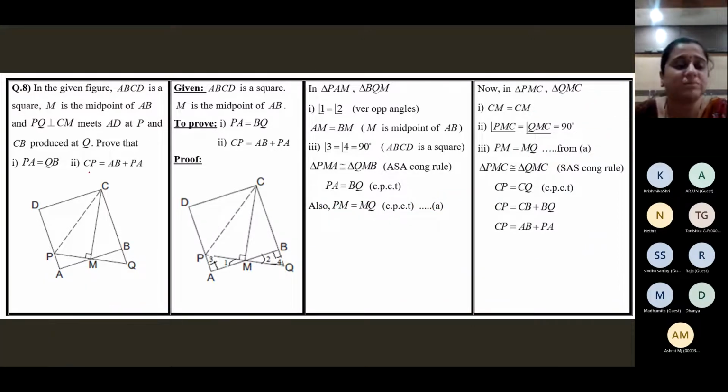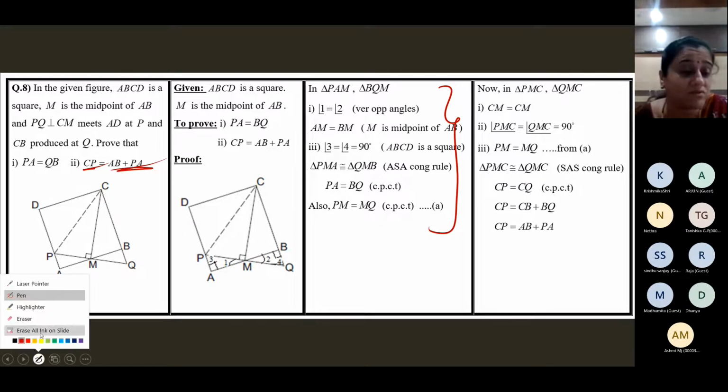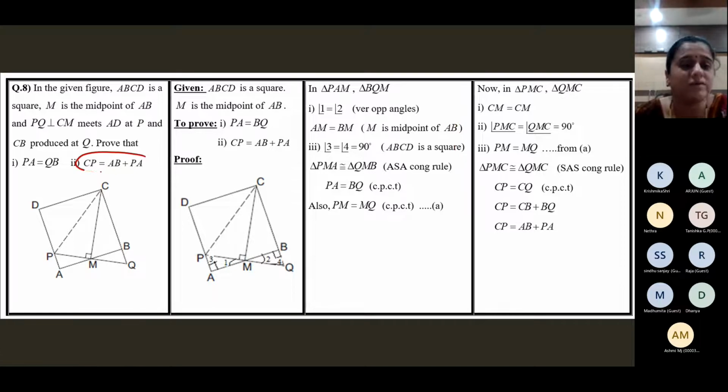Now we'll have to prove that CP. The first part was very easy. Now we have to prove that CP is equal to AB plus PA. So let's understand this still further. CP is equal to AB plus PA. Where is AB? See here, AB plus PA.